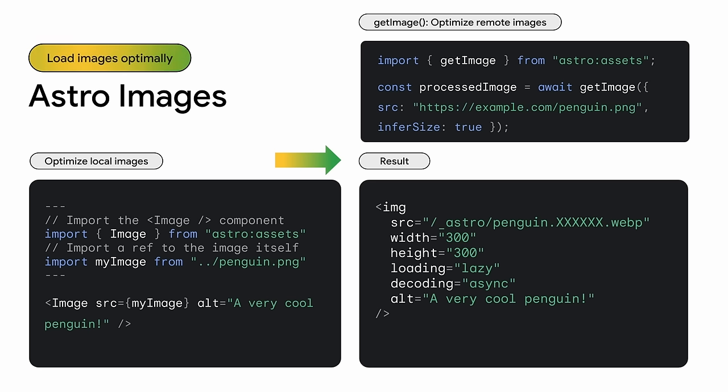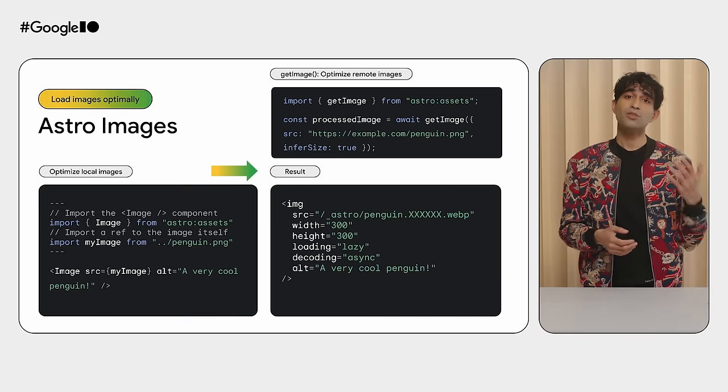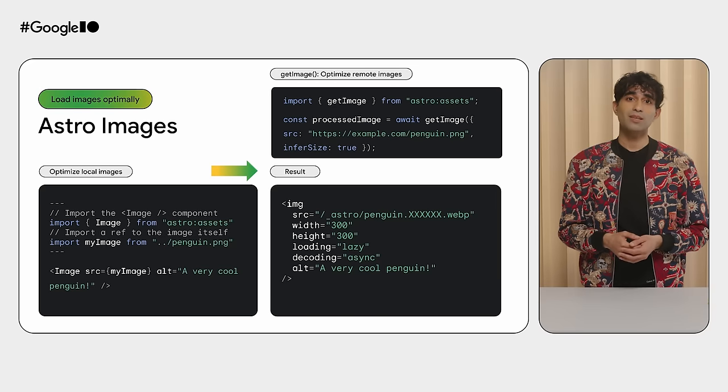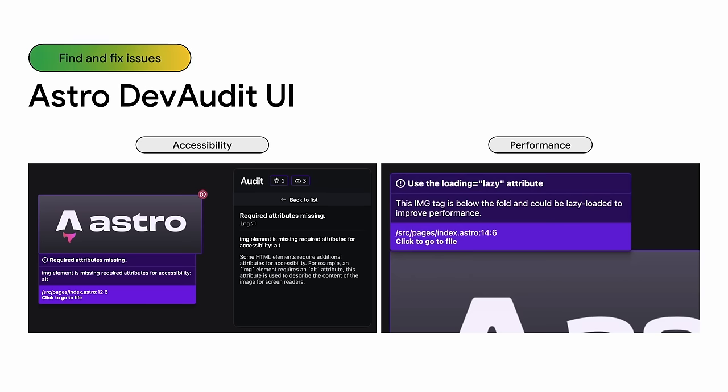This function allows you to optimize remote images on demand without using the component directly. For example, you can use getImage to apply an optimized image as a background to a div using inline CSS. This flexibility allows you to create custom image components tailored to your specific needs, while still leveraging all of Astro's powerful image optimization capabilities.